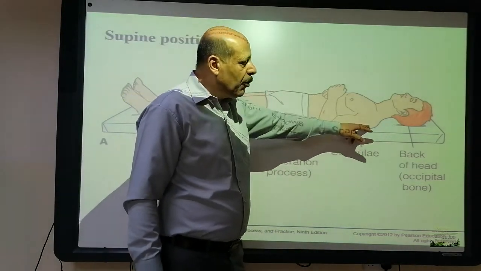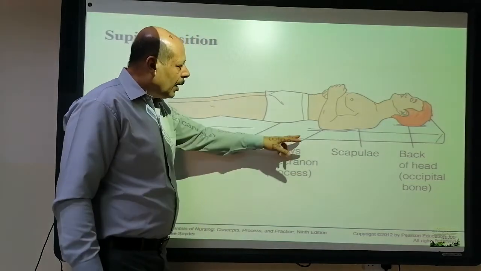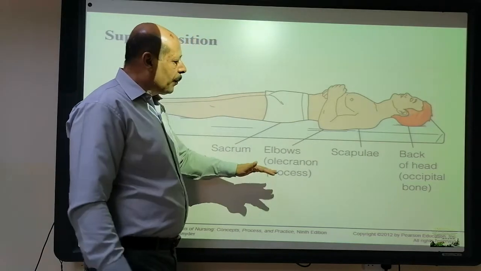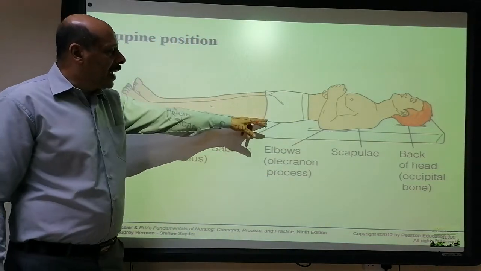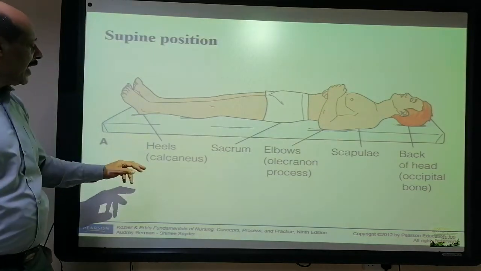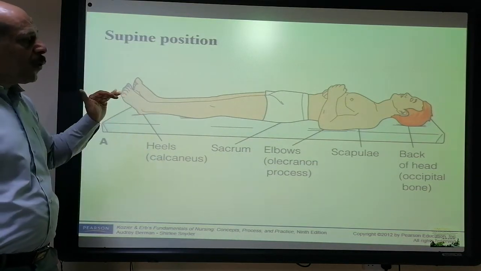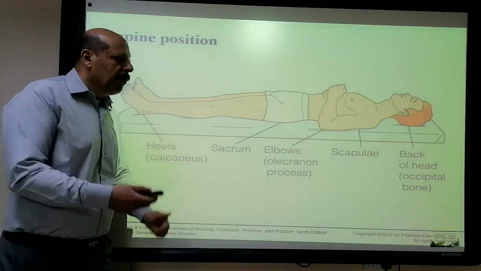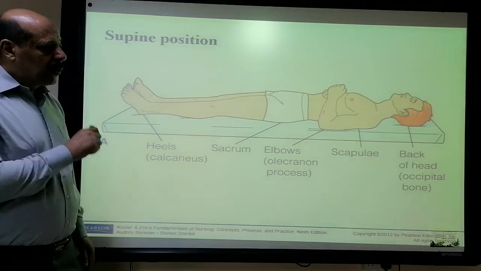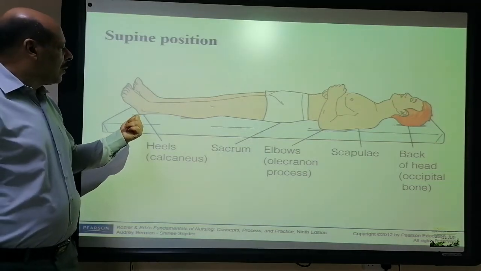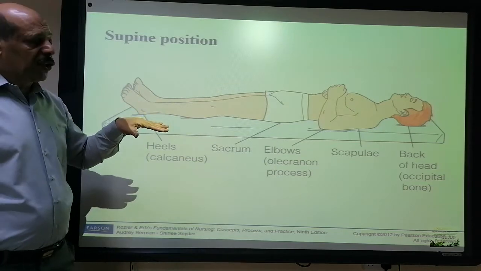Also in the scapula, in the back, also at the elbow, the olecranon process, at the sacrum region, and the heels, the calcaneum. So those are the main sites which might be exposed to bed sore due to lying in bed in supine position.